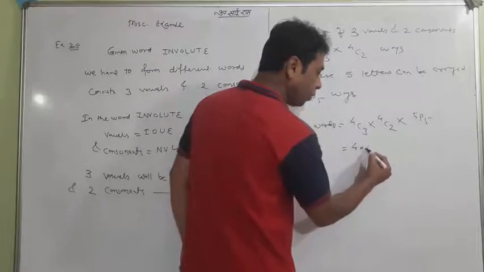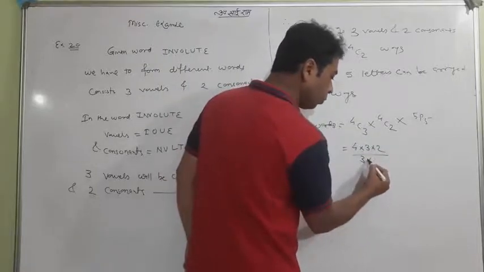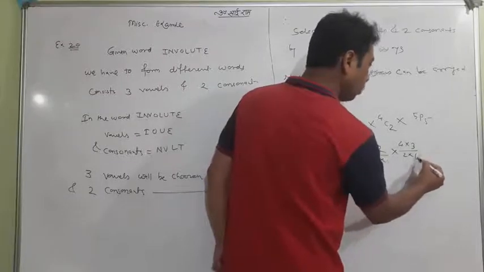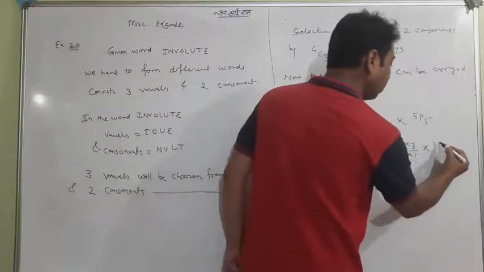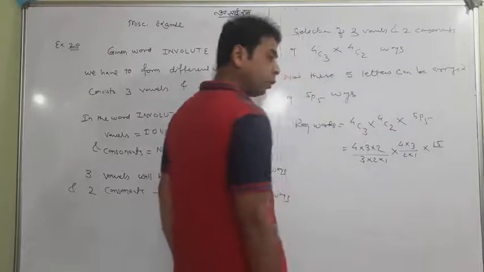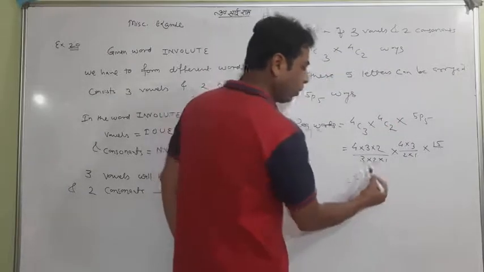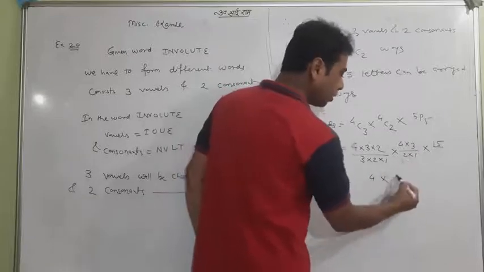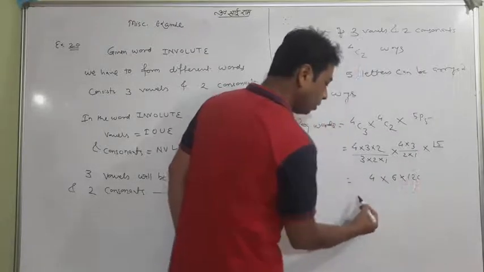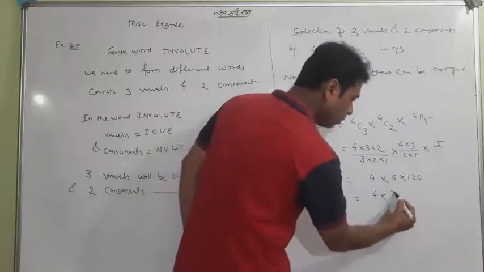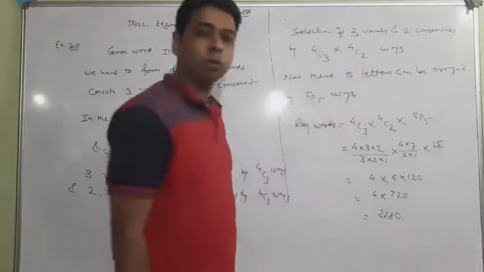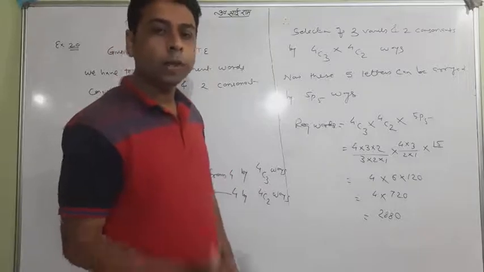4C3 is 4 into 3 into 2 upon 3 into 2 into 1. 4C2 is 4 into 3 upon 2 into 1. And this is factorial 5, meaning 120. After it, please do by your own. I know that these three cancel, the 4 remaining. 2 3s are 6 and this is 120. And this 2 will be 720 and this 2 will be 2880. So this is the answer. This is a very good question.